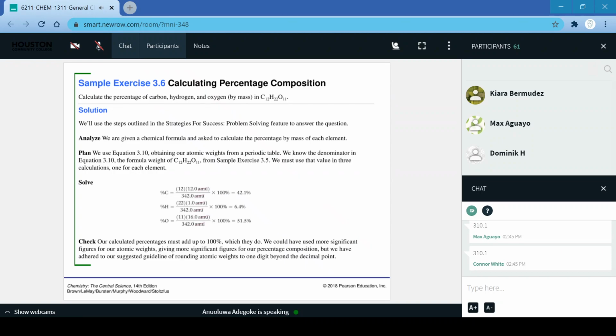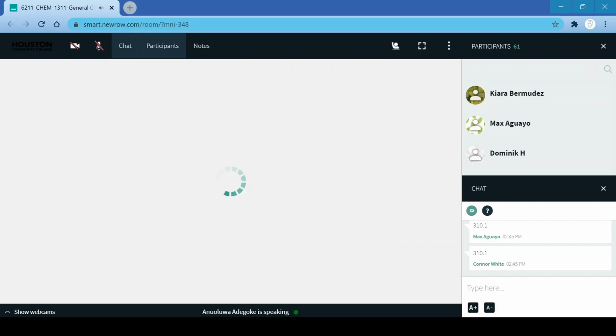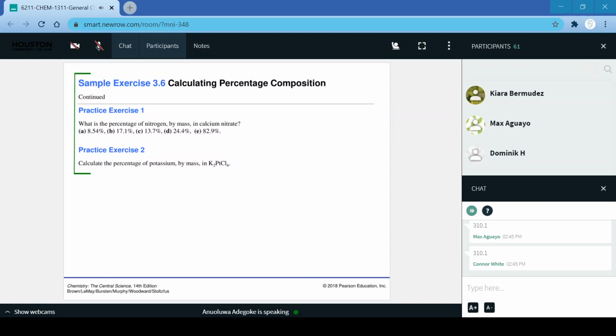All right, so we want to calculate the percentage of an element in a compound. The example given here is calculate the percentage of carbon, H, and oxygen in sucrose. This is sucrose, and this is basically how it's been done. So we're going to do another question right now. We do this practice one here.